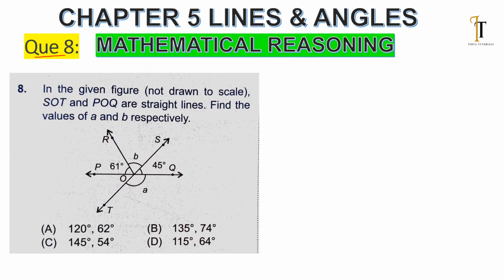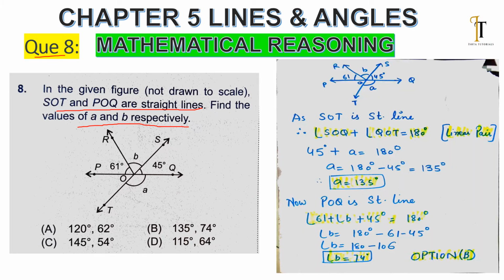Question number 8. In the given figure, SOT and POQ are straight lines. Then find the values of A and B respectively. So students, always use the information given in the question because it's given for some purpose. SOT is a straight line, so angle SOQ plus angle QOT is equal to 180. Reason is linear pair. After substituting the given values, we got A is equal to 135.